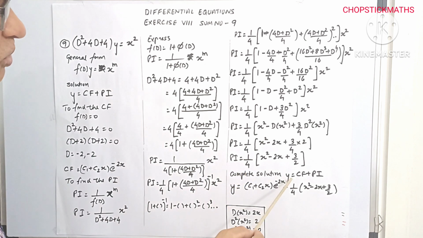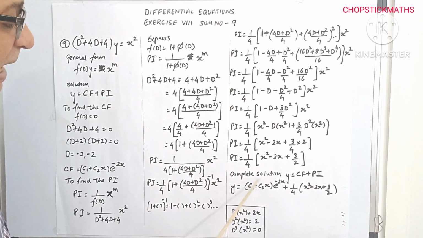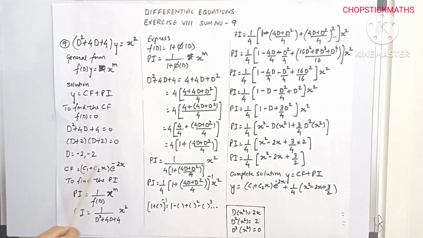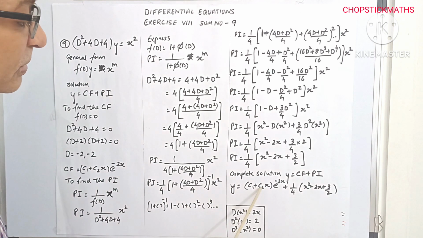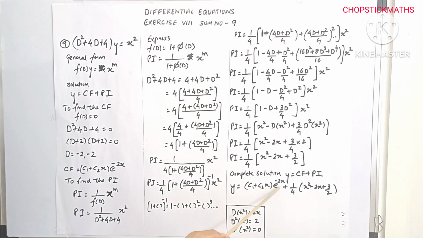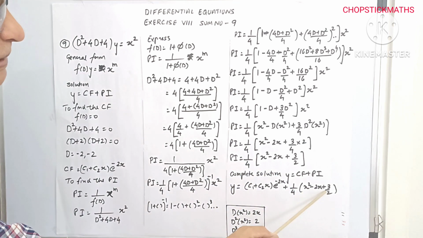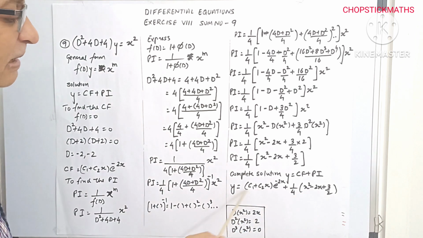So the complete solution now will be y is equal to CF plus PI. That is, CF is this, y is equal to (c1 + c2x) into e raised to minus 2x plus PI, which is 1 by 4 into bracket x² minus 2x plus 3 by 2, which is the complete solution of the differential equation.